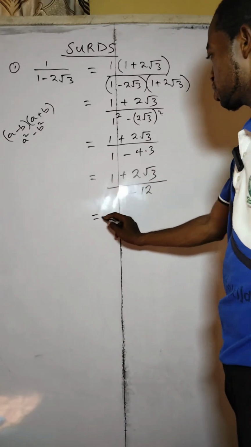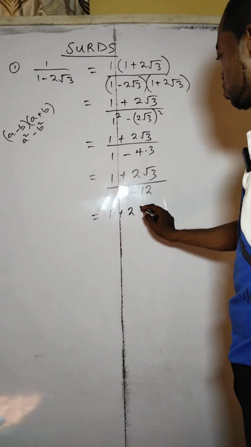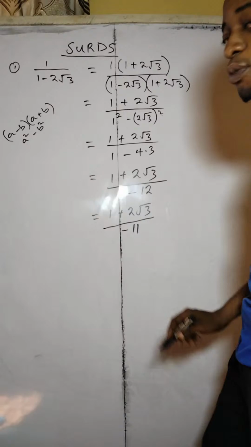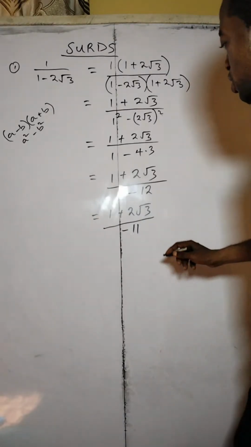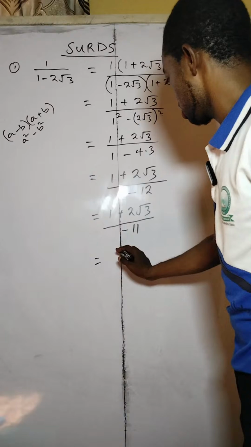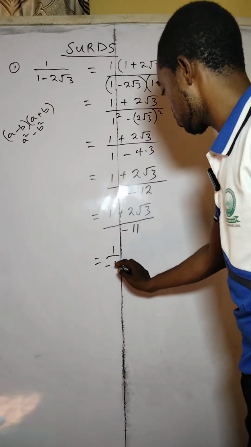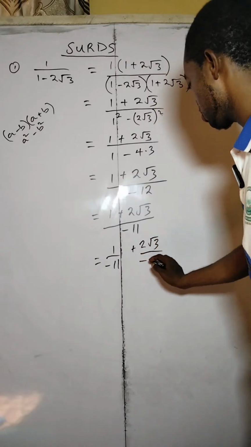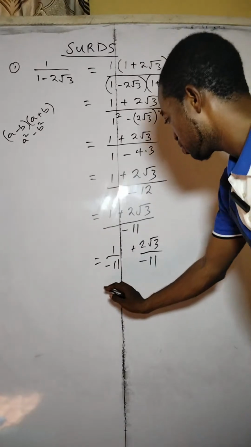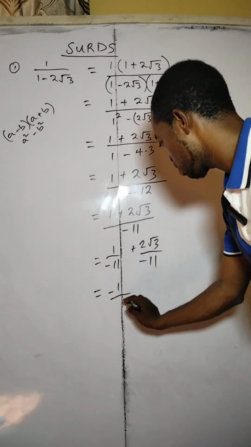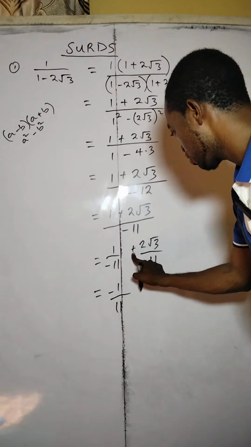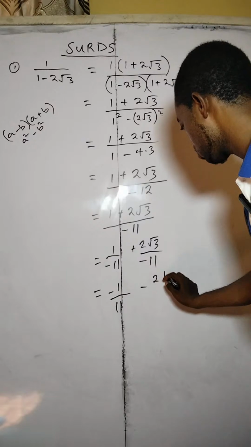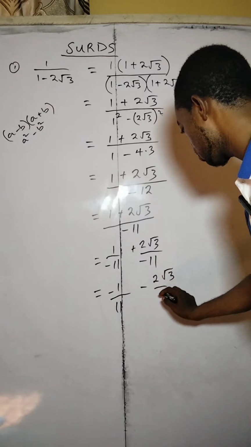Then, this is the same thing as 1 plus 2 root 3 over minus 11. 1 minus 12 is minus 11. And next step, we can separate this into two. And we have 1 over minus 11, then plus 2 root 3 over minus 11. And 1 over minus 11, same thing as minus 1 over 11. Then here we have plus over minus, that's minus. So that's minus 2 root 3 over 11.